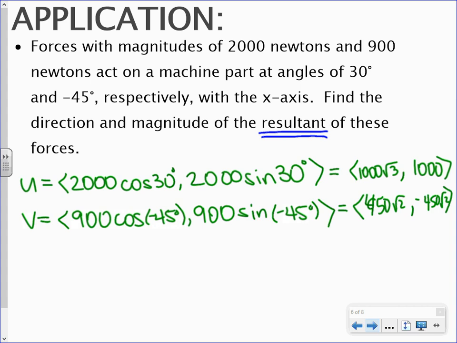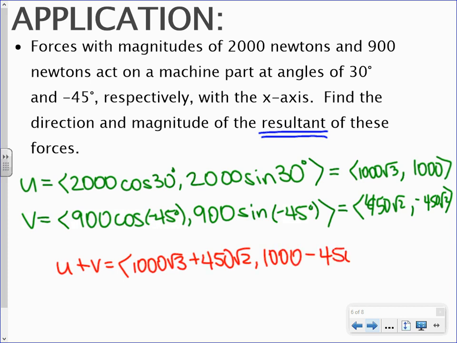So our resultant vector, and it's not going to be pretty, but it is what it is. Our horizontal component is 1000 radical 3 plus 450 radical 2. And then our vertical component is 1000 minus 450 radical 2.